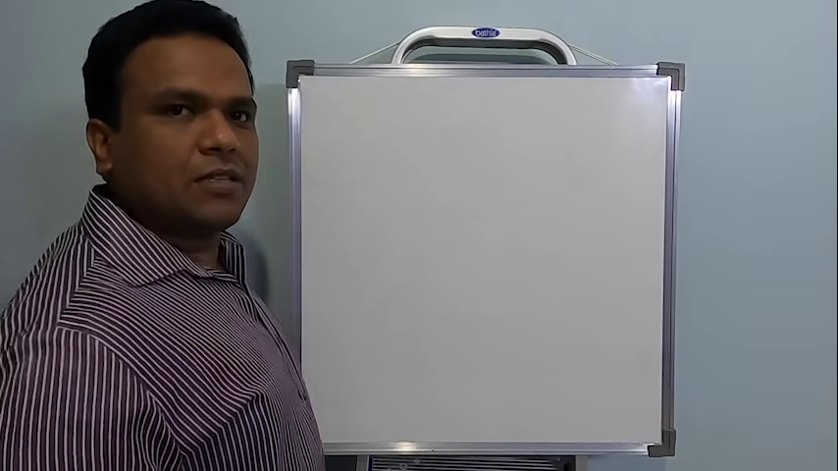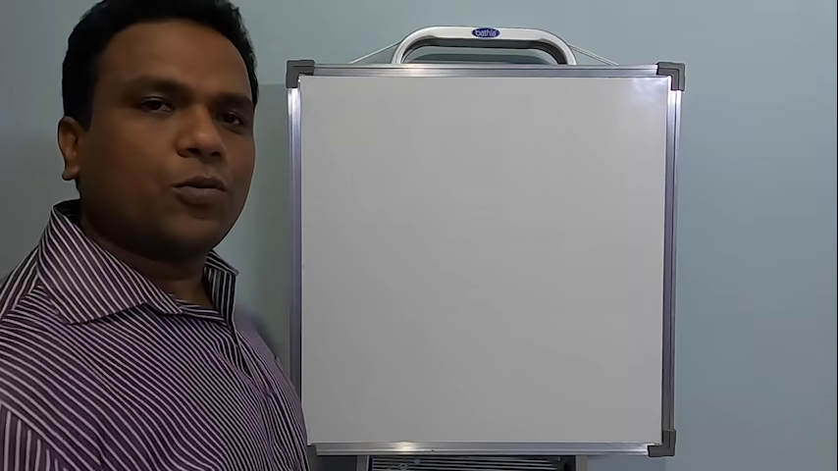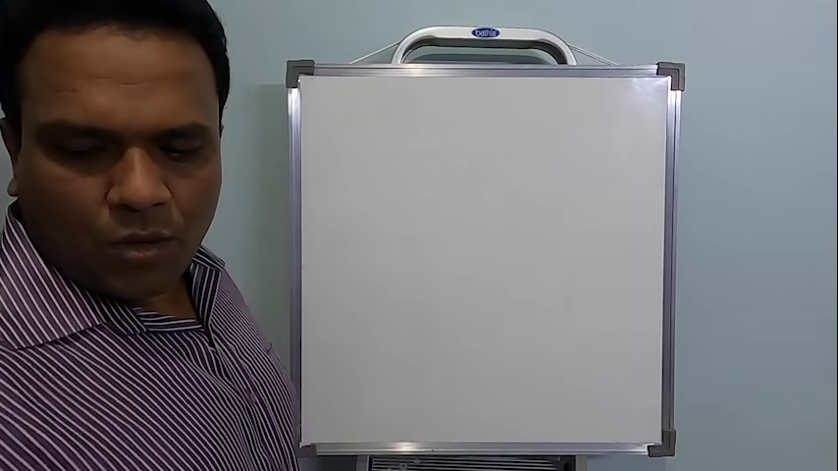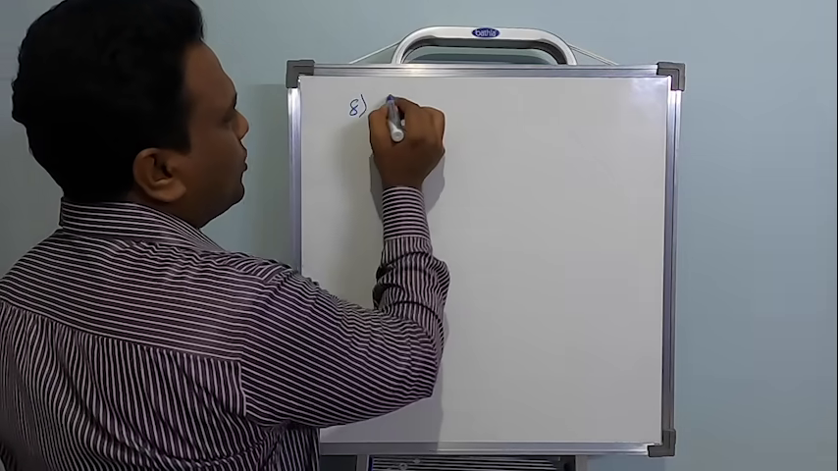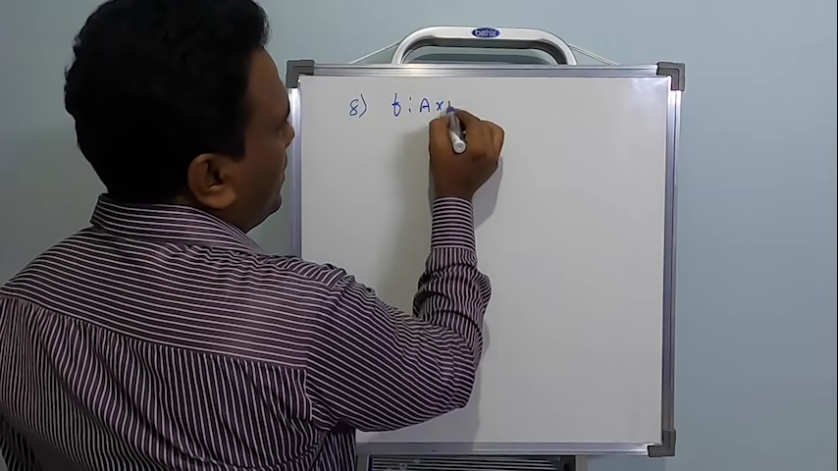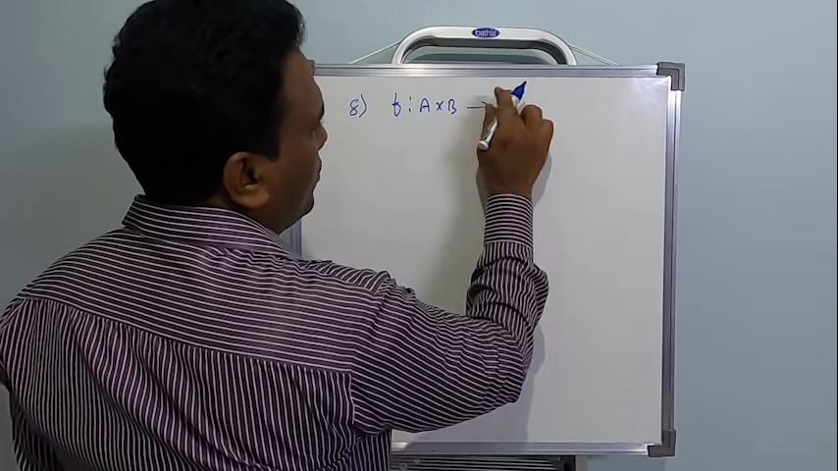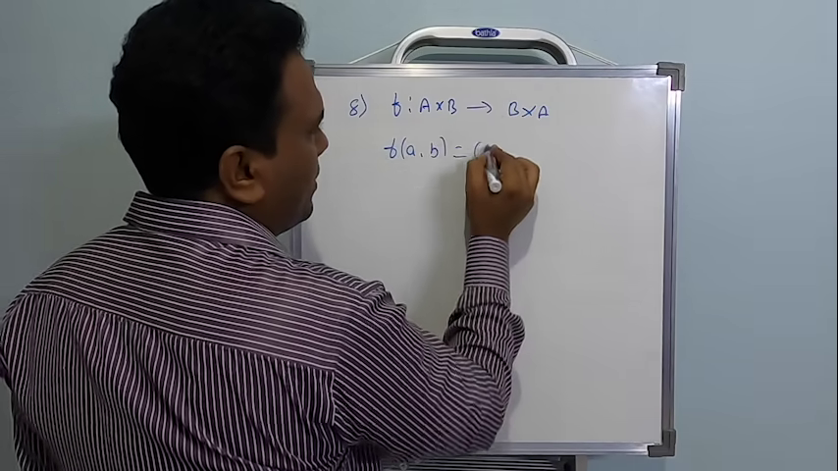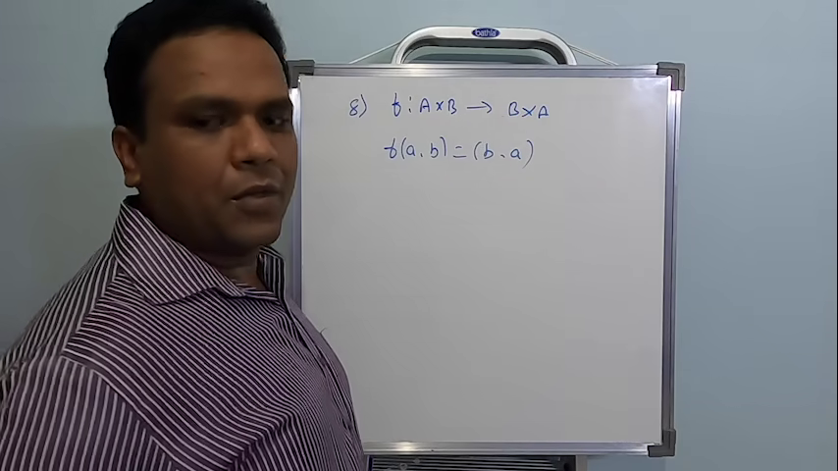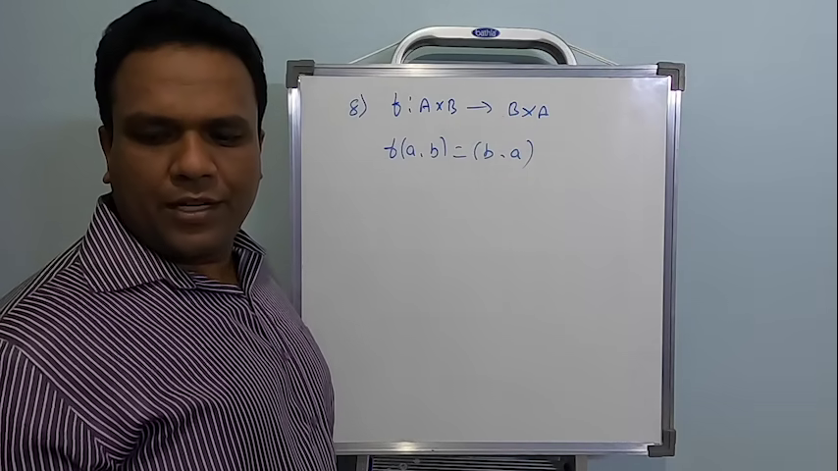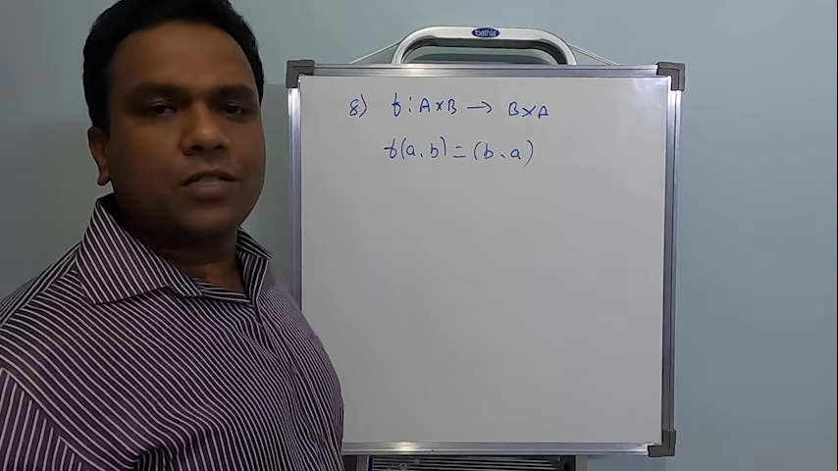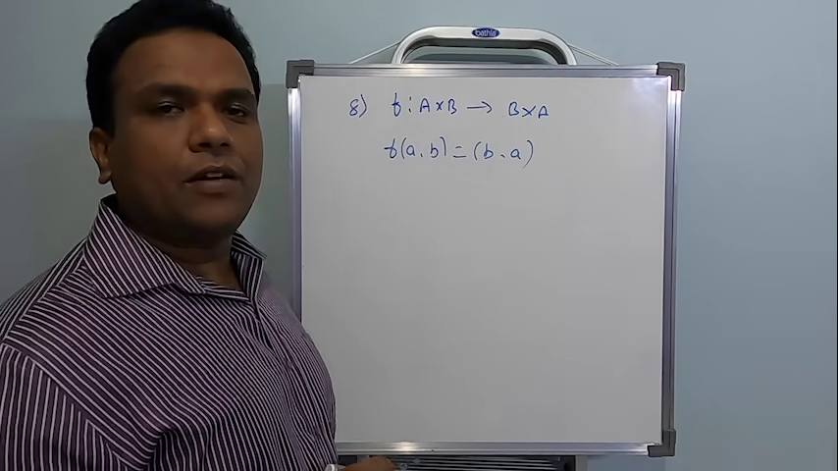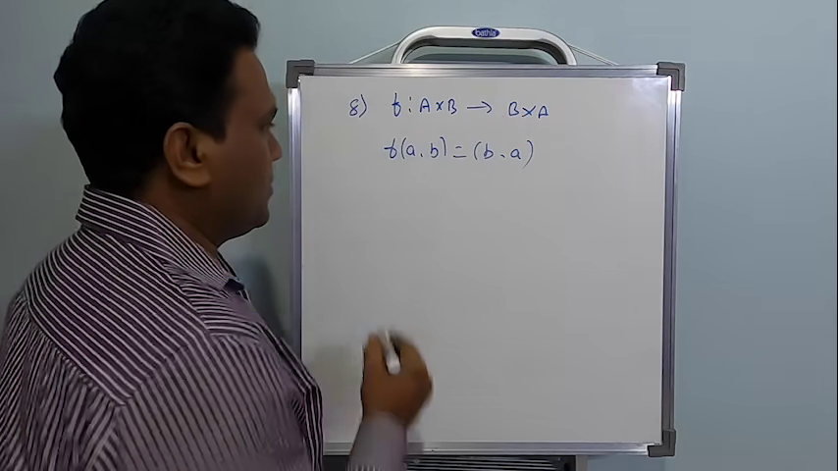So that's about the seventh main. There were two problems and both problems were discussed. Now they have taken something in the 8th problem, f from A cross B to B cross A, defined as f of (a, b) is equal to (b, a). So what we need to show? We need to show that this function is going to be bijective. That means show that this function is going to be 1-1 as well as onto.